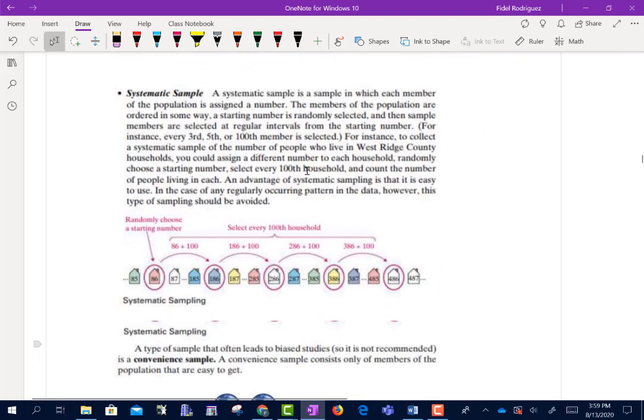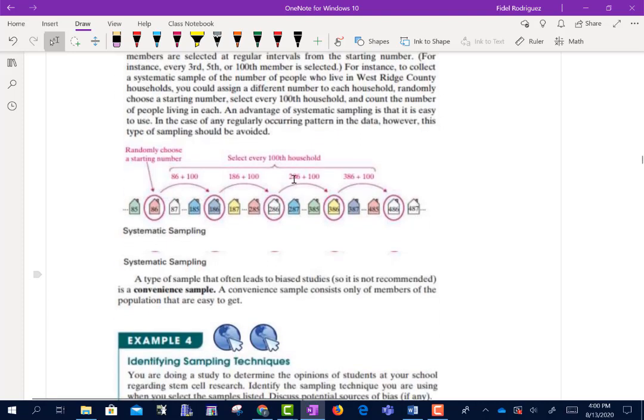Systematic sample. It says, a systematic sample is a sample in which each member of the population is assigned a number. The members of the population are ordered in some way, starting at a number that's randomly selected, and then the sample members are selected at regular intervals from the starting number. For instance, every third, fifth, or 100th member is selected, okay? That's how we do systematic, okay?